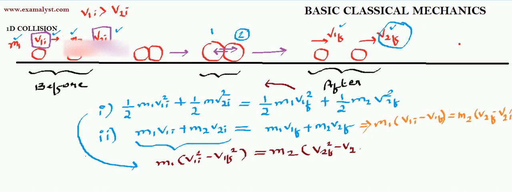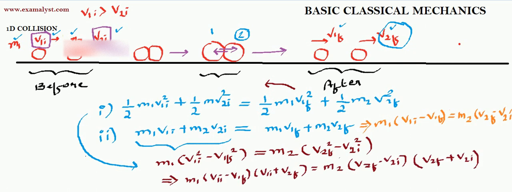Now what we need to do is we'll use the formula a square minus b square. You all know what is a square minus b square? A plus b into a minus b. So let me write it down. Okay, this is what we get. Now the conservation of momentum says that m1 into (v1i minus v1f) and m2 into (v2f minus v2i) are the same. So this gets cancelled.